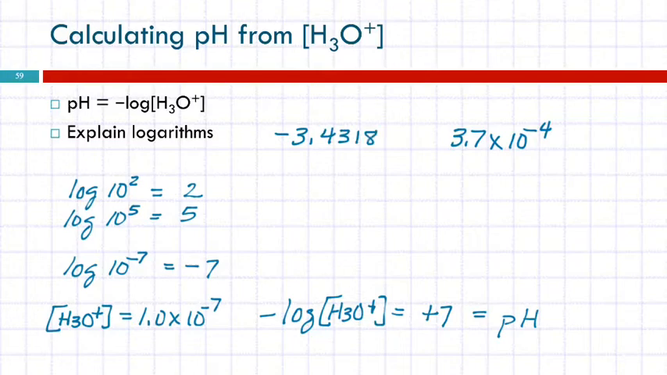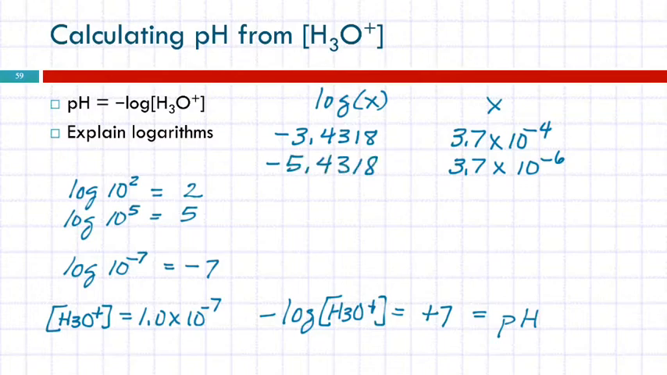Let's just put some extra digits on there, 1/8. So if this is x, that's log of x. So what if I want to find the log of 3.7 times 10 to the negative 6? That's going to be minus 5.4318. Do it on your calculator. 3.7 times 10 to the negative 14. Negative 13.4318.